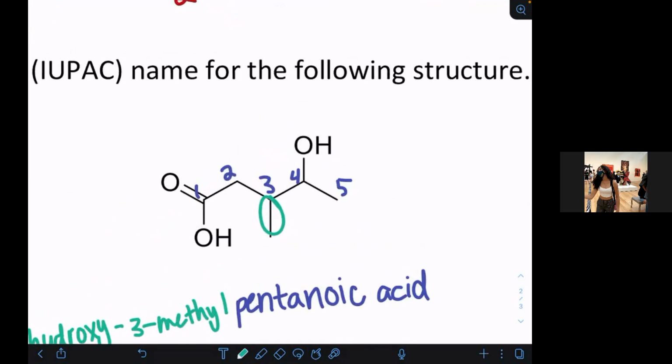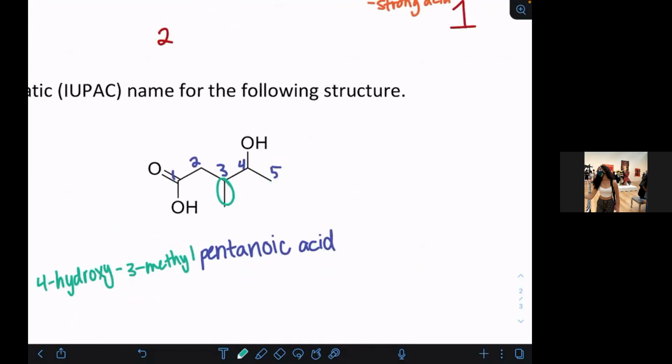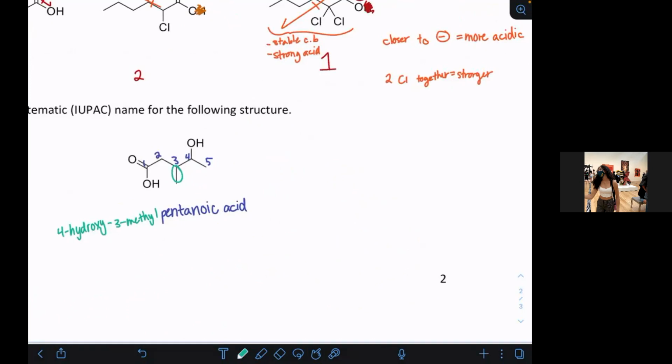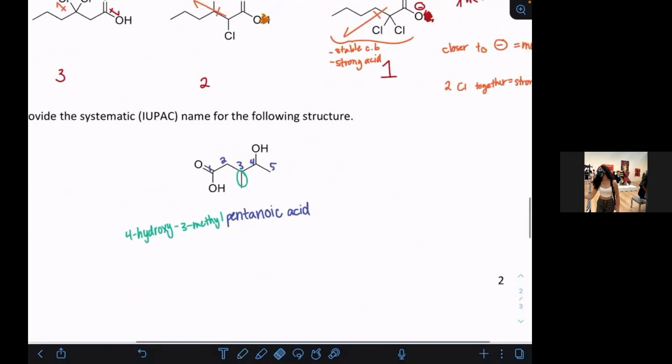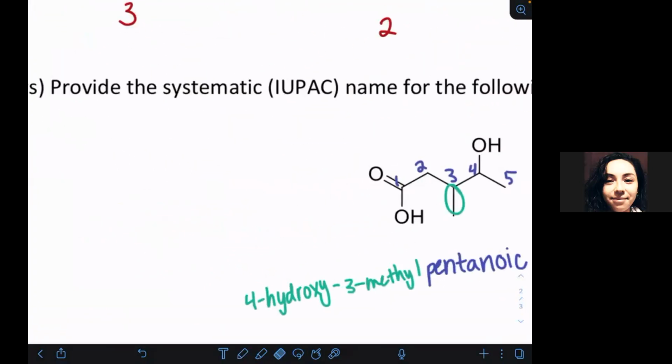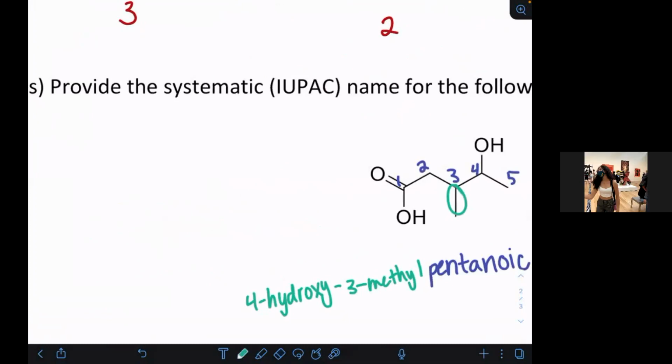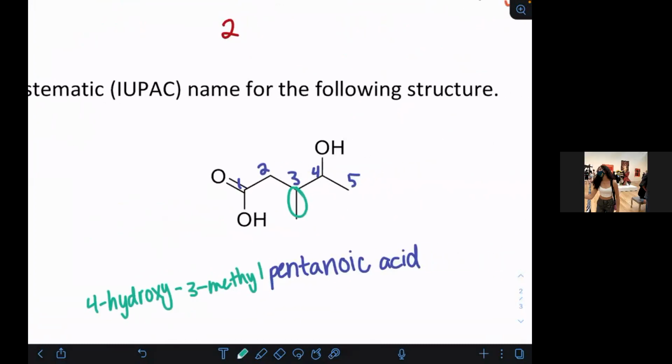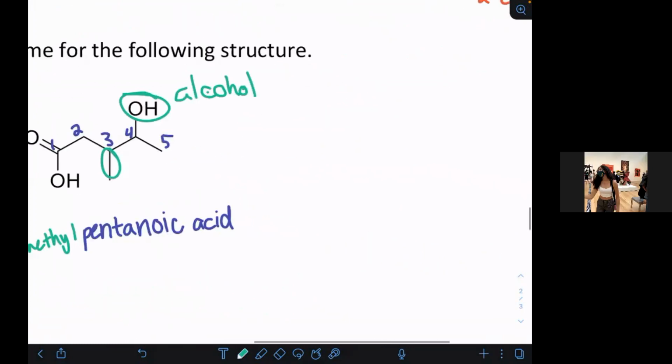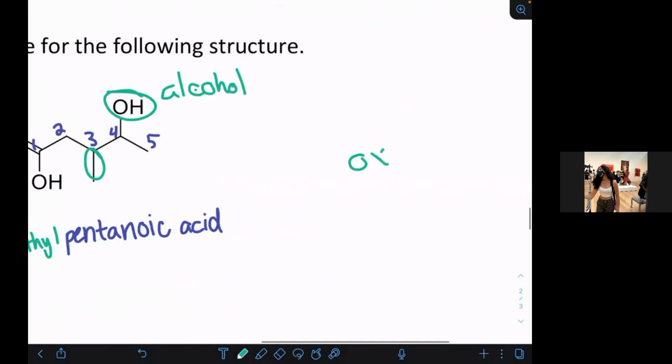Yeah, and then I don't think there's any R or S or anything like that. Yeah, no. So cool. Would it be oxo, or is it still hydroxy? It's just hydroxy because it's an alcohol. And then oxo is for ketones and aldehydes.